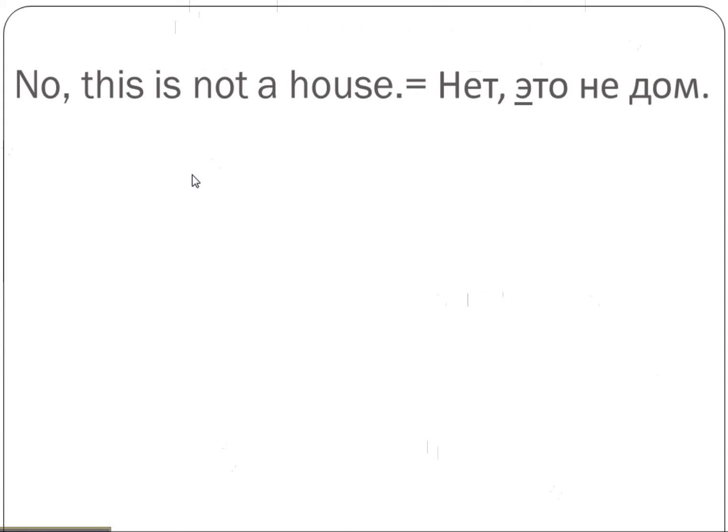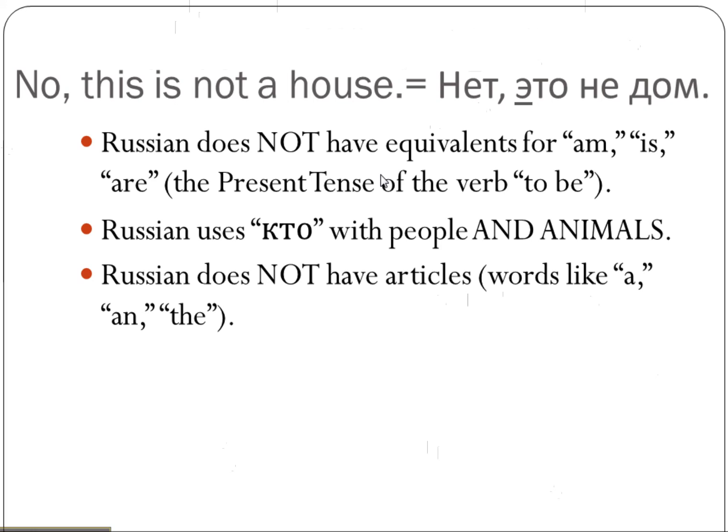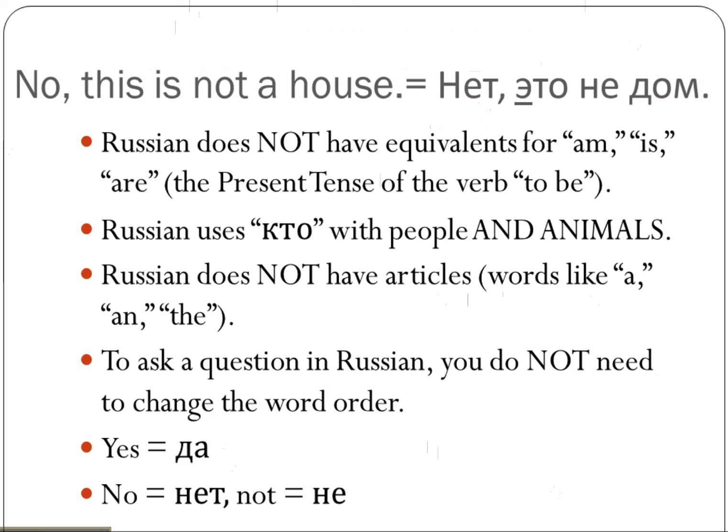And what if the answer is no? No, this is not a house. So no will be нет. And just like in English, we have two different negative words. We have no, and then we have not. The same thing in Russian. We have two different words. We have нет and we have не. Kind of reversed. In English, we have no, two letters, not three. And in Russian, it's the opposite. Нет, three letters, не, two.